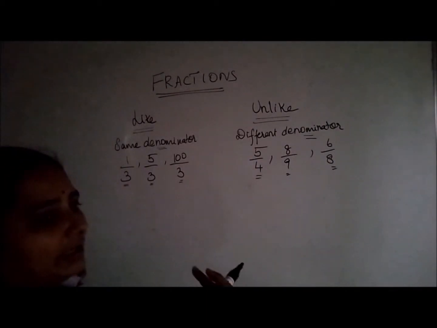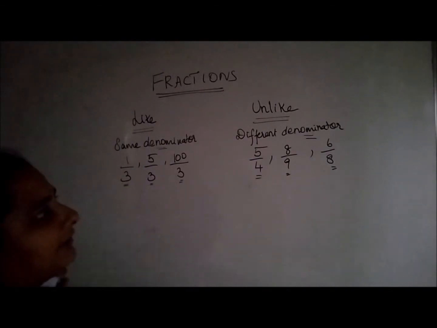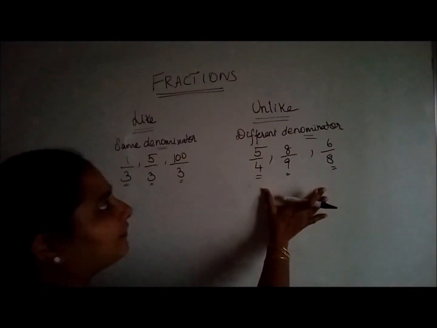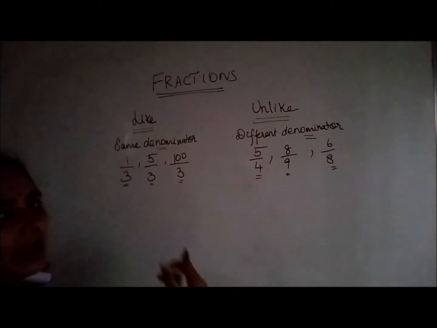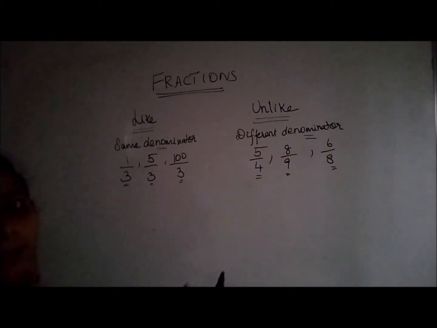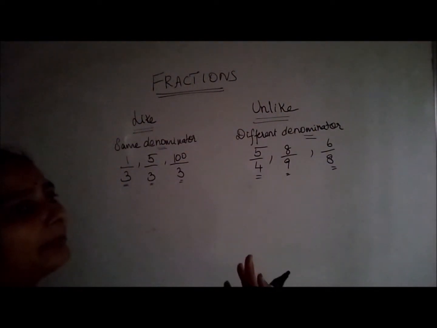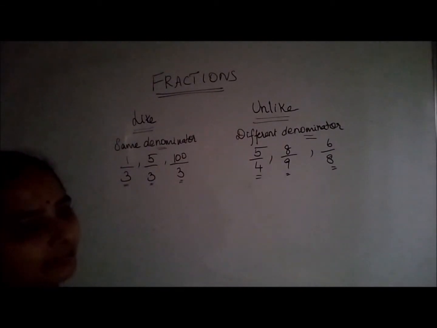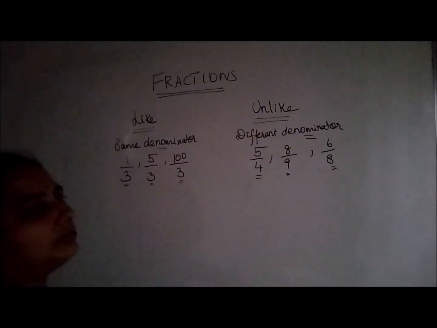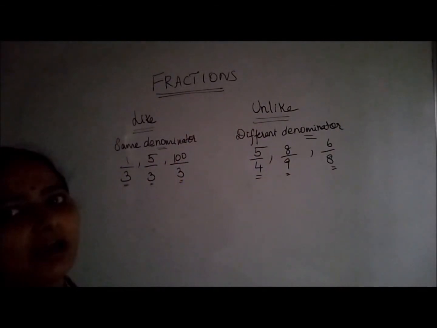So later, if we have to perform an operation on addition and subtraction, then we have to convert every unlike fraction to like fraction and then only it can be performed. For multiplication or division, unlike fraction will work. For addition and subtraction, it has to be converted to like fractions. We will see how it is to be done.